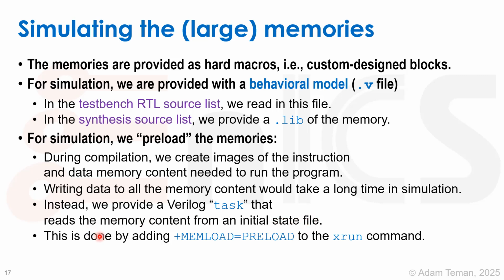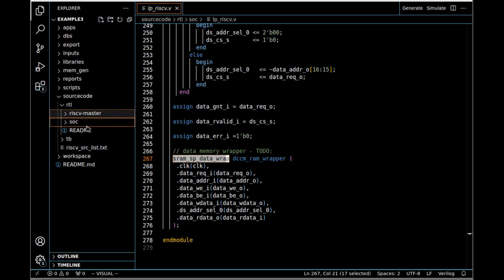in order to do one of these loads. Okay, and the way we do it is we add this +memload=preload to the xrun command. And so we'll see that, and then it will do what we need to do, and it will load the memories with the data. So we'll have our instructions sitting in the instruction memory and the relevant data, such as variables and so forth, in the data memory. So a couple of other things I want to look at.